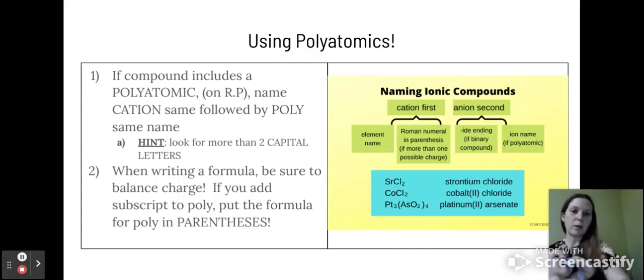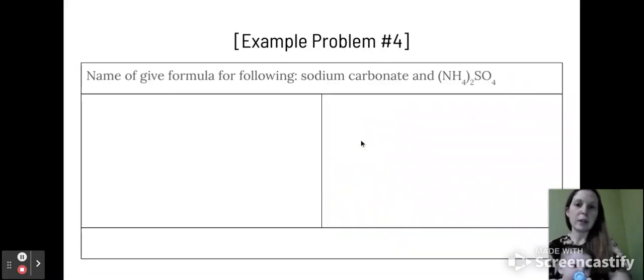So here's just a quick rule for naming ionic compounds. And as you can see down here, we have this arsenate. It's in parentheses because that 4 needs to go on every part of that arsenate polyatomic. All right, we're going to try to name this one together.